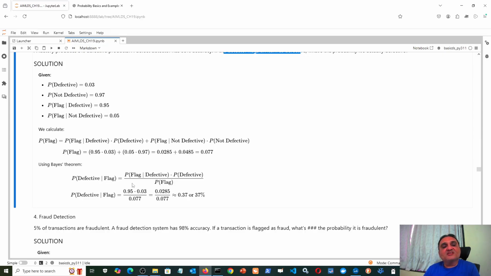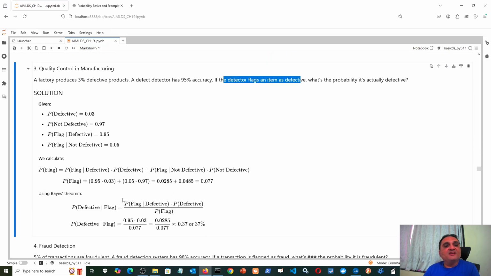So what you do is interchange the two things and write on the right-hand side: probability of flag given that the defective event has occurred, multiplied by probability of defective. This first term goes in the numerator, divided by probability of flagging. These two are absolute probabilities, while this is a relative probability. Now this relative probability is already given to you.